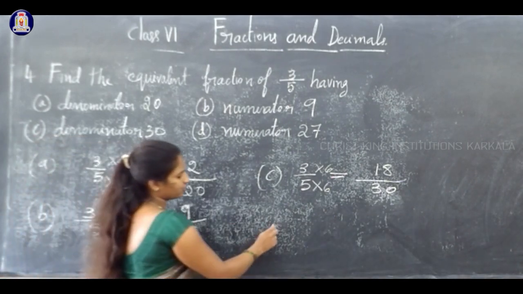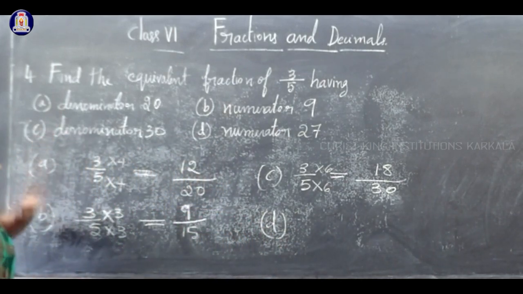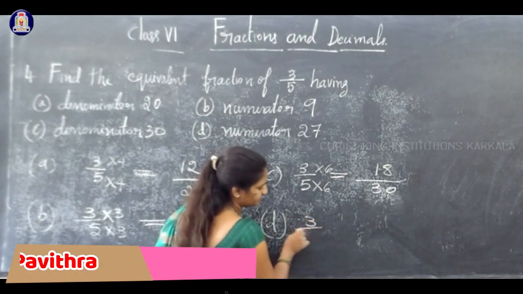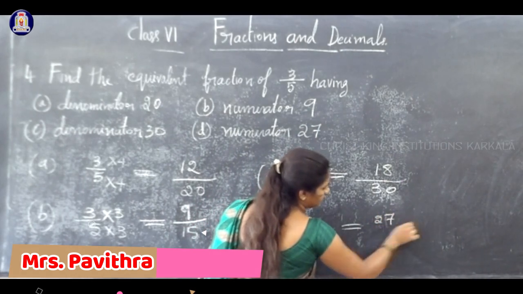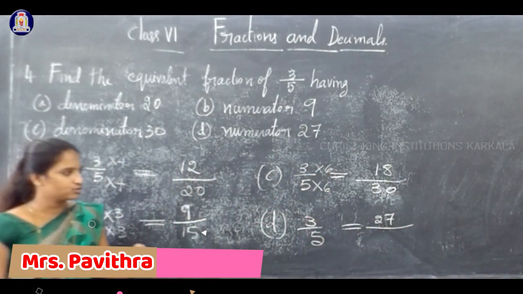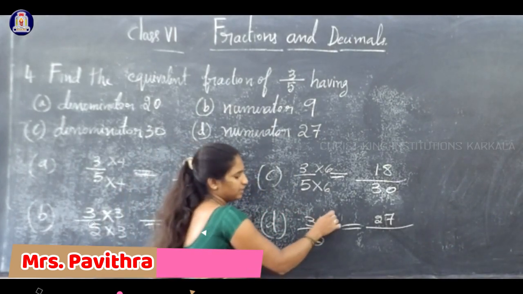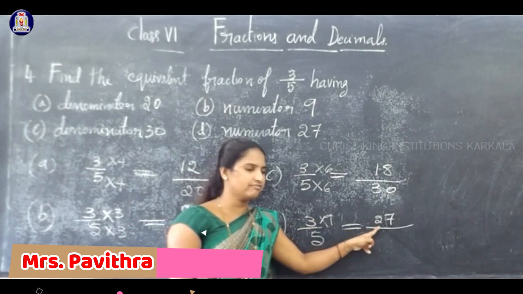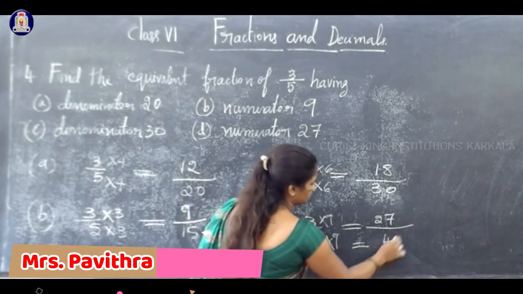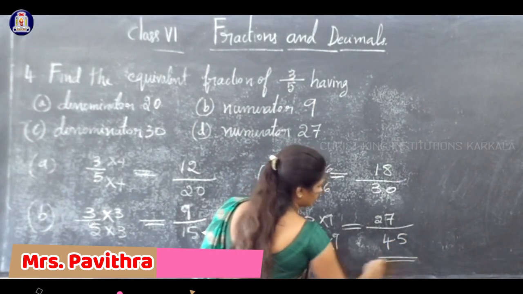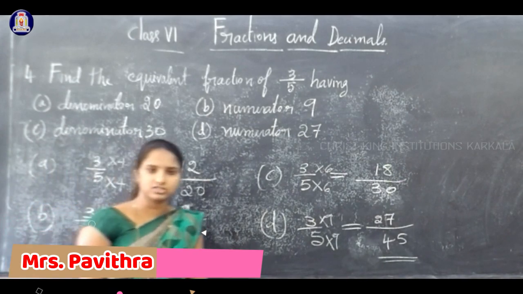So the last, fourth question D, numerator is 27. So for 3 by 5, how much do you have to multiply to get the numerator as 27? Okay, numerator must be 27. So 3 how much are 27? 3 9s are 27, so multiply 9. Multiply the same number to the denominator. So 5 9s are 45. So the answer is 27 by 45.